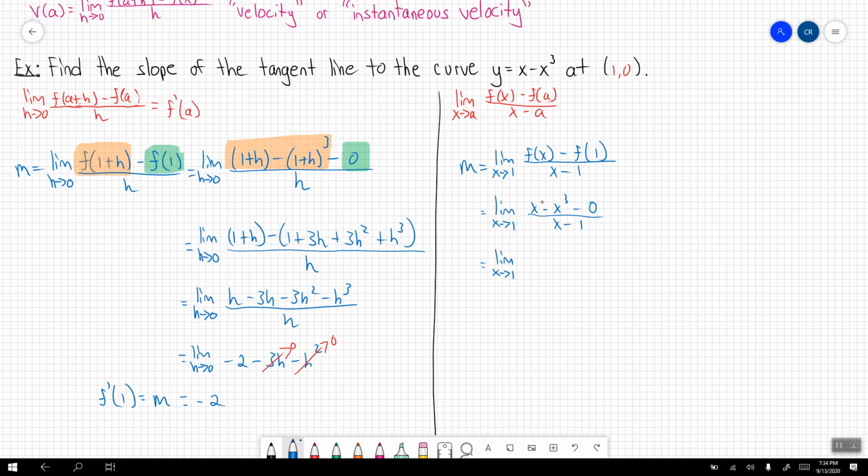And in my numerator now, I can factor out an x, and I will be left with, in this particular case, 1 minus x squared, divided by x minus 1. Now, look at your numerator there. Your numerator now has a difference of squares, so we can factor out that difference of squares. That's 1 minus x times 1 plus x, all divided by x minus 1.